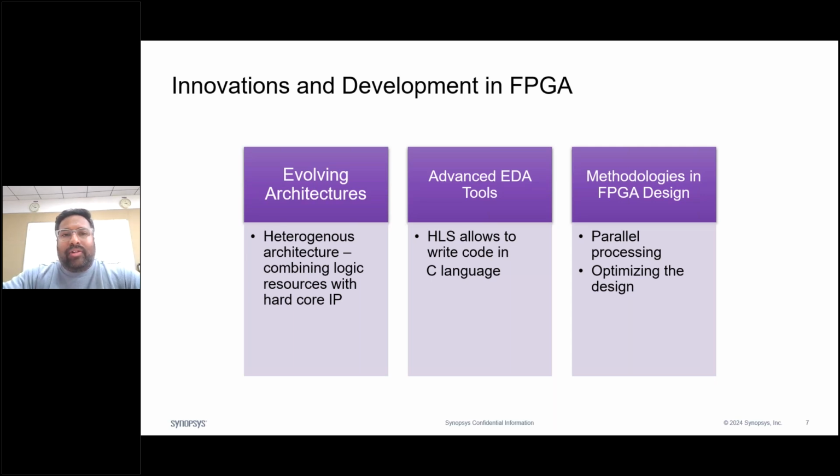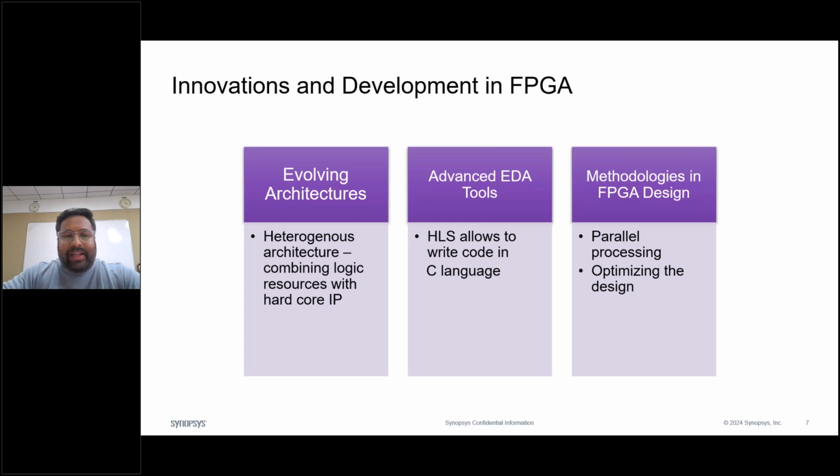Now let's look at what innovations and developments are happening in FPGAs. In terms of architecture, FPGA architecture keeps evolving. There are three areas where innovation and development keep happening. One is the FPGA architecture. Another is the EDA software that we use with FPGA architecture, and then the methodologies in FPGA designs. So we'll see how these innovations are happening in the FPGA industry as well as the EDA industry.